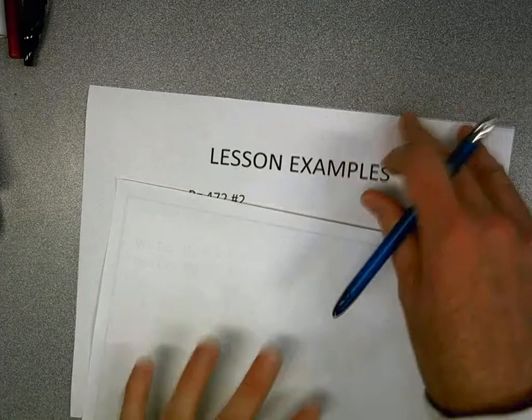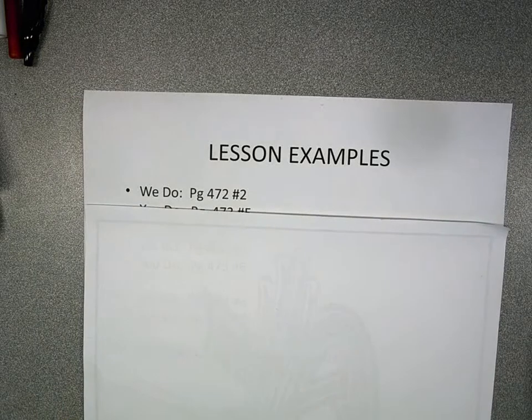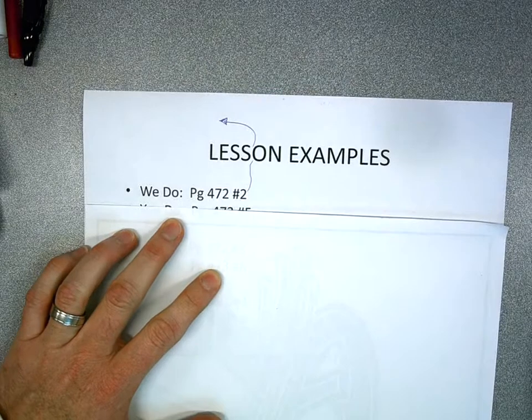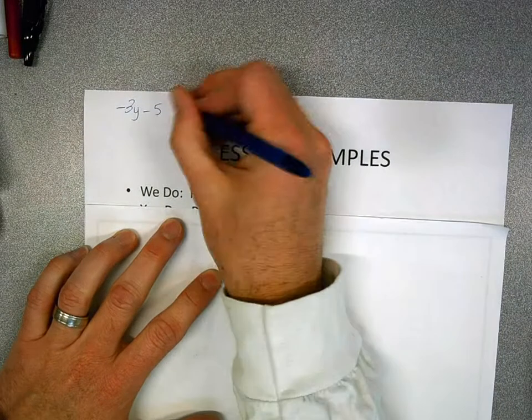Go ahead and grab your book, flip over to page 472. On page 472, problem number 2, let's take a look at. I'll go ahead and write it up here. It's negative 3y minus 5 equals 10.